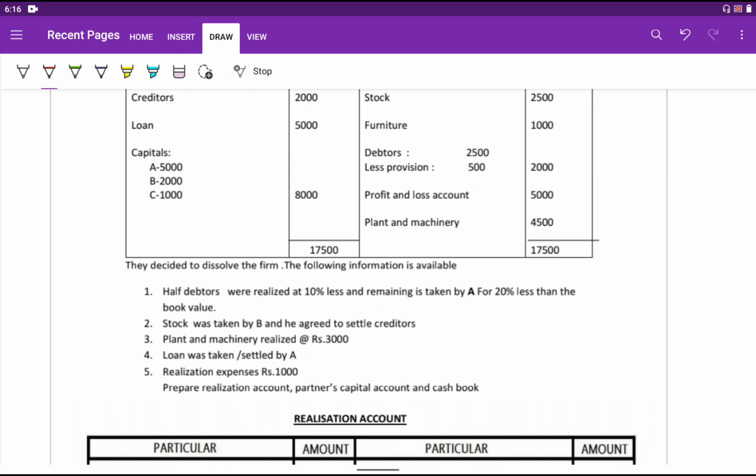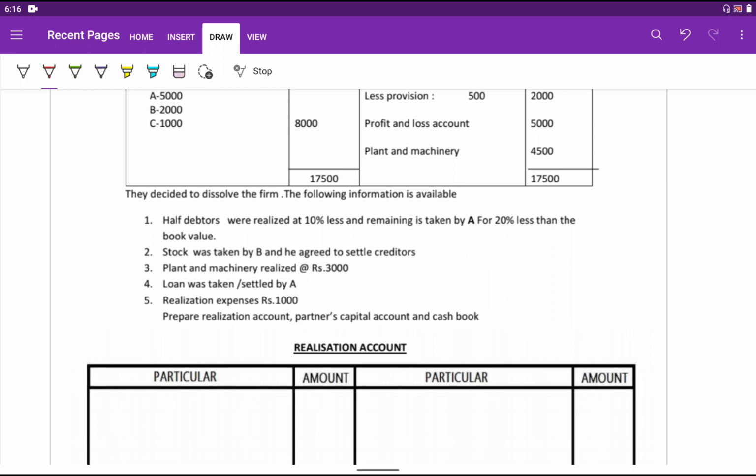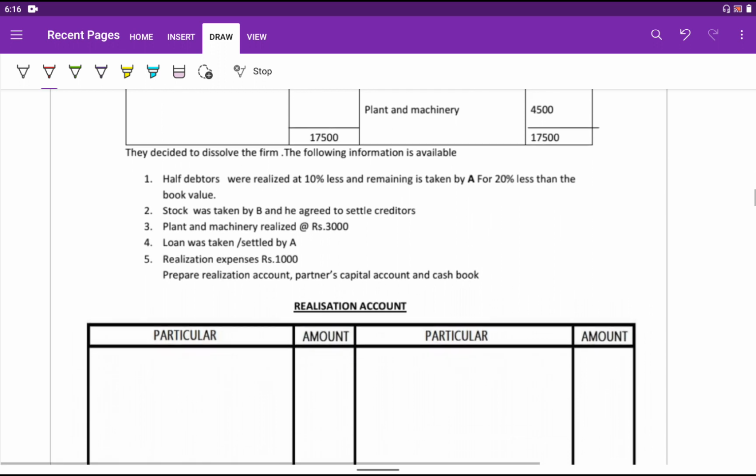So what are the adjustments? Half the debtors were realized at 10% less, and the remaining were taken by A for 20% less than the book value. The second adjustment: stock was taken by B, and he agreed to settle the creditors. Third, plant and machinery realized at rupees 3000. Fourth, the loan was taken over or settled by A. Fifth, realization expense is 1000.